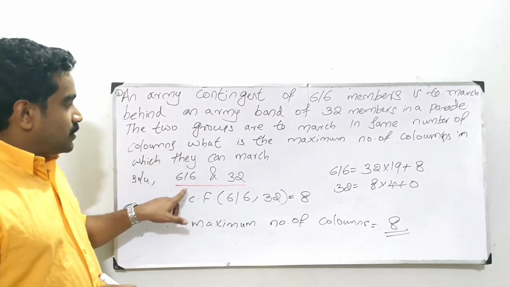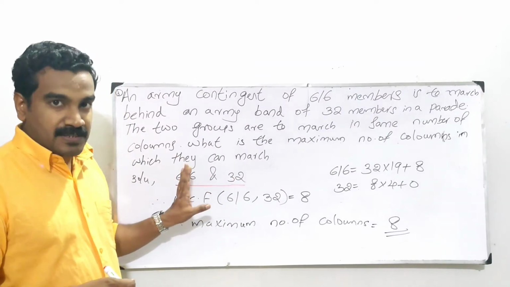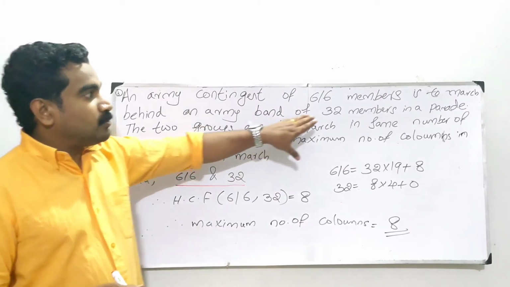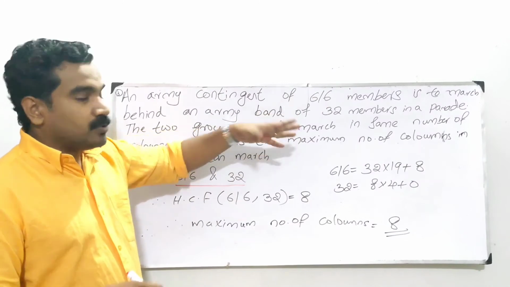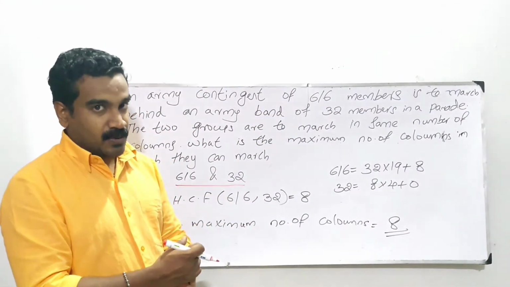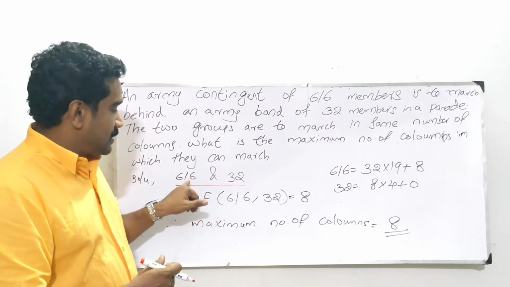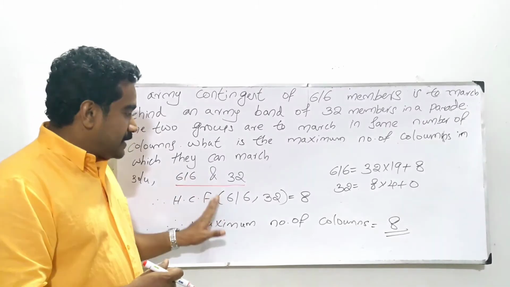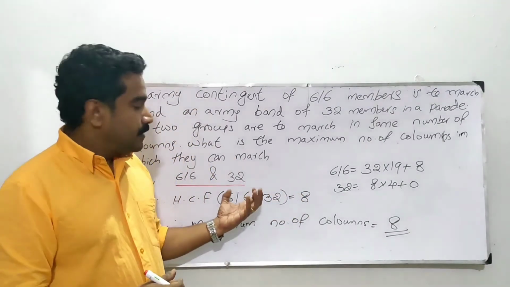Here the given numbers in the question are 616 and 32. So the answer must be less than 616, so we want to take the HCF. One side of the question has 32 members in a band group and 616 members in an army contingent. They want to march in columns. So what is the maximum number of columns? The answer must be less than the given largest number, 616. So we want to take the HCF of 616 and 32. We can use any method for finding the HCF.